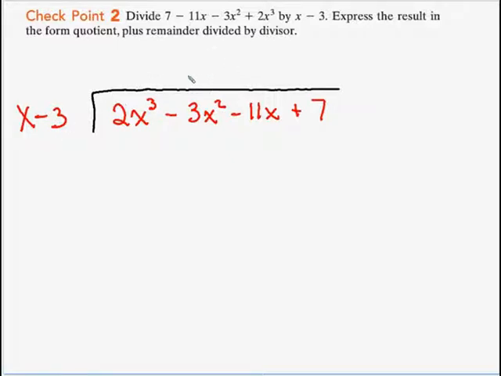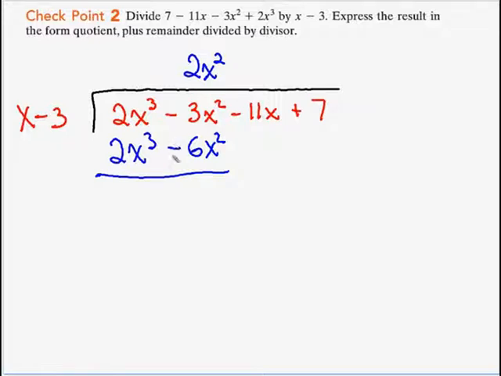So something up here times x is 2x cubed. Or 2x cubed divided by x is what? 2x squared. 2x squared times x is 2x cubed. And then 2x squared times minus 3 is minus 6x squared. And we subtract, so this will be add the opposite, and we'll get a 3x squared. Bring down the minus 11x.